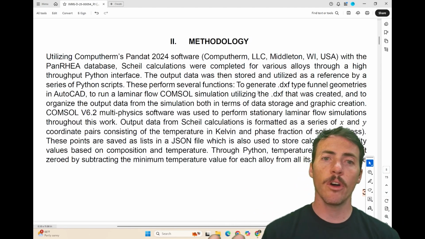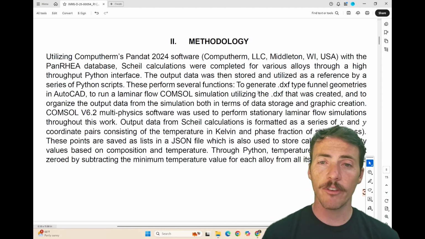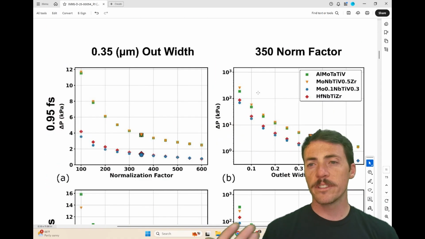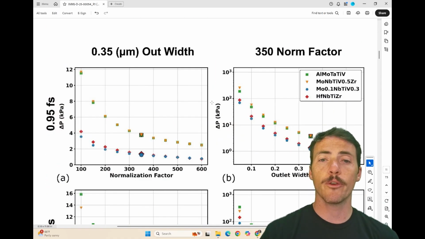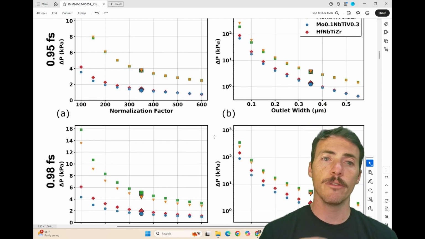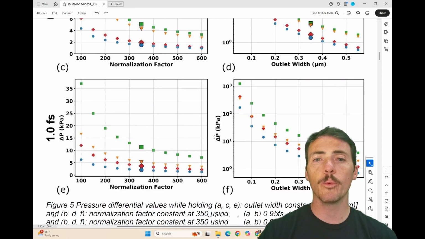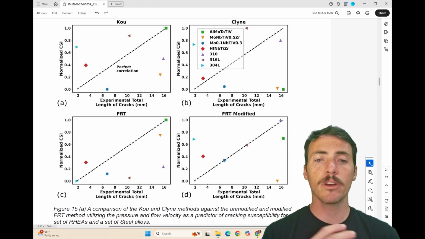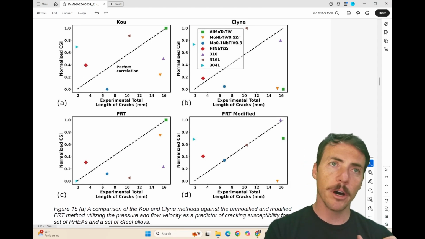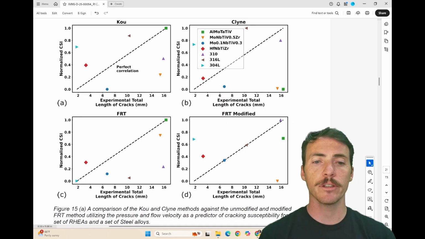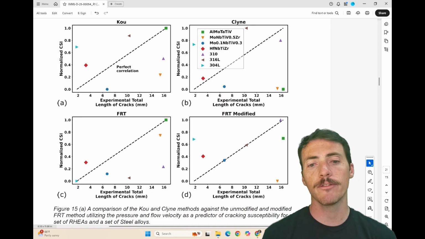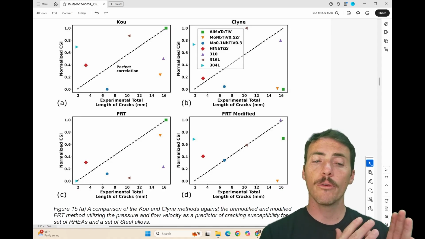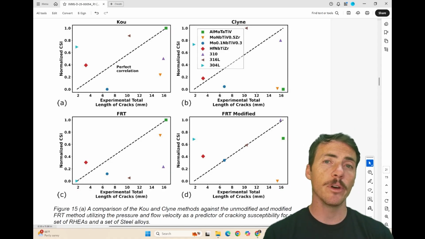So when you get into the methodology, the great thing about this is that it only needs CALPHAD and COMSOL, and they're able to do a bunch of different simulations under different conditions. For example, they're able to calculate the pressure differential for many different alloys as a function of normalization factor, as well as outlet width, and their key finding is shown in this figure 15, where they're showing a comparison of the Coe and the Klein methods against the unmodified and the modified FRT method for utilizing pressure and flow velocity as a predictor of crack susceptibility for both refractory high entropy alloys as well as steels.